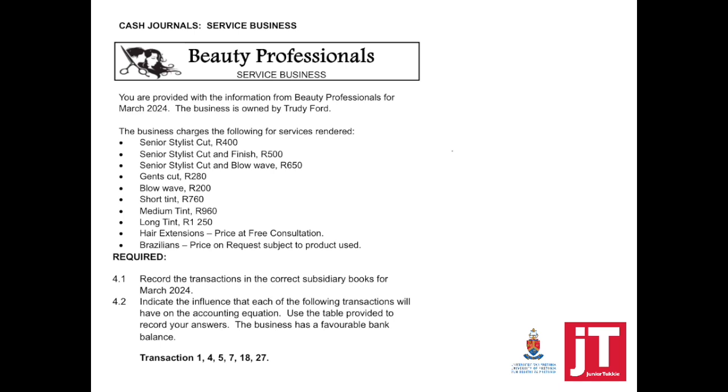Required, record the transactions in the correct subsidiary book for March 2024, and then indicate the influence that each of the following transactions will have on the accounting equation. So we're not going to look at all of them. We're only going to look at some of them. Transaction 1, 4, 5, 7, 18, and 27.